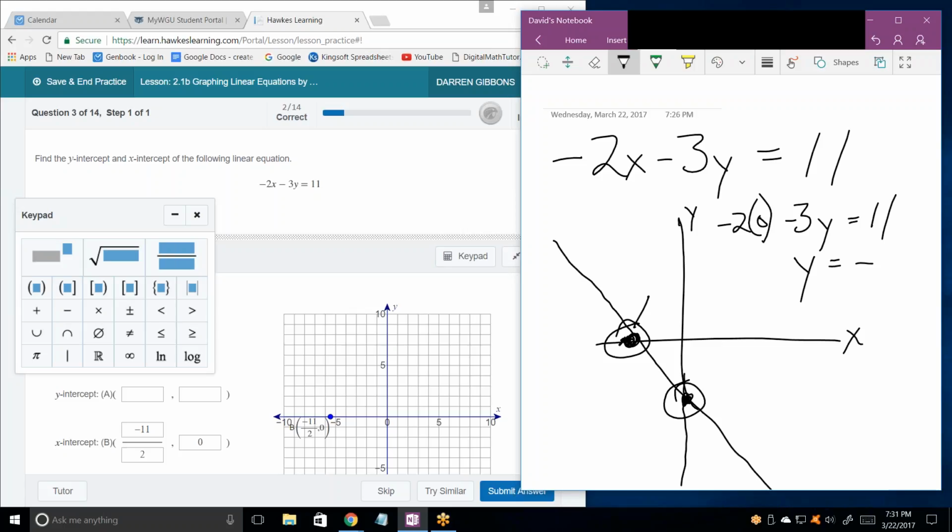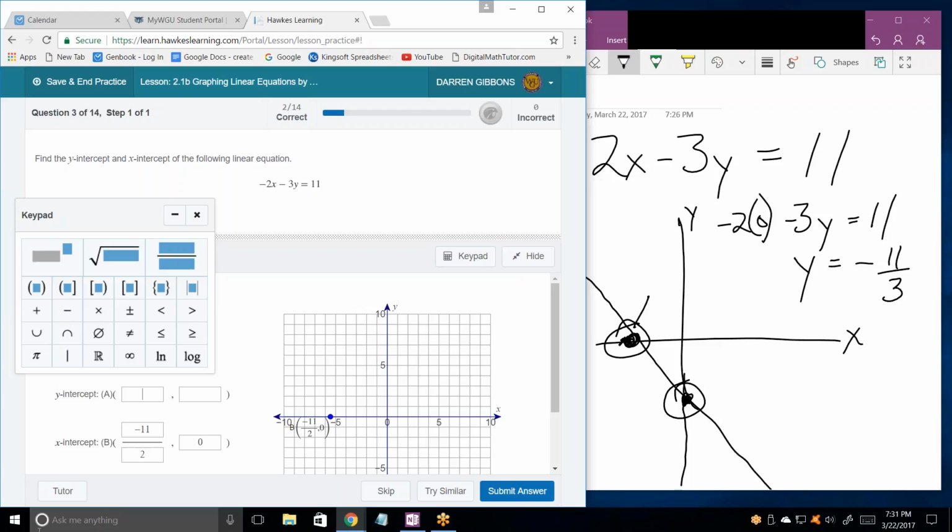Right, minus 11 thirds. Again, it doesn't matter whether I put that negative sign in the numerator, the denominator, or out front. Although I guess it does because they're insisting that I use the keypad, which means I have to put it either in the numerator or the denominator. I can't choose to put it out front, if you know what I'm saying. And this is the y-intercept.